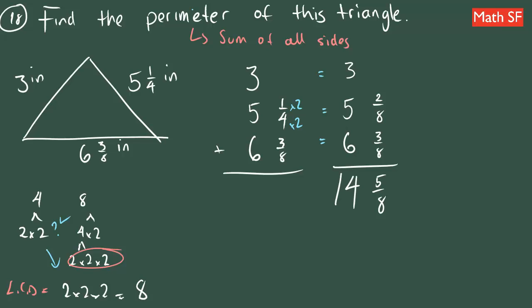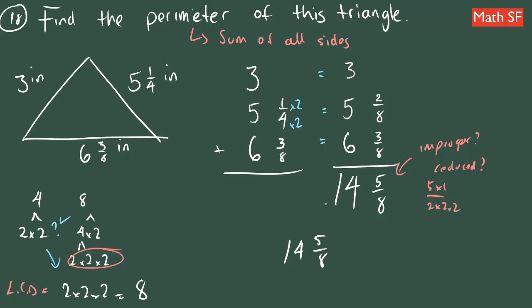Now you ask yourself here, is this part an improper fraction? No. Okay, now is this reduced? Well, 5 is 5 times 1, and this 8 is 2 times 2 times 2. So yes, it's already reduced. Therefore your final answer should be 14 and 5/8.